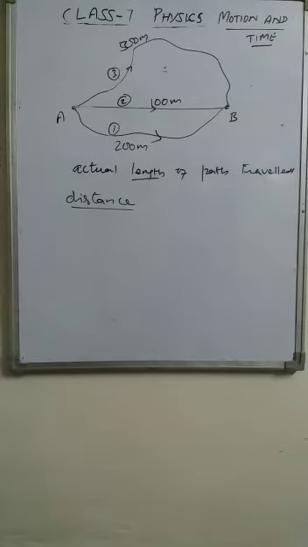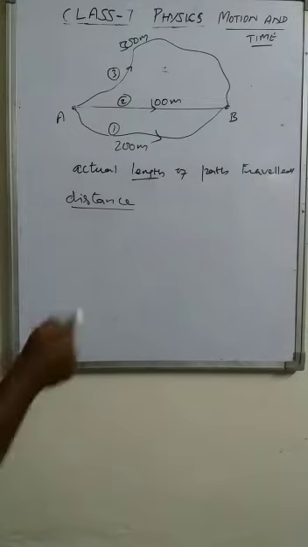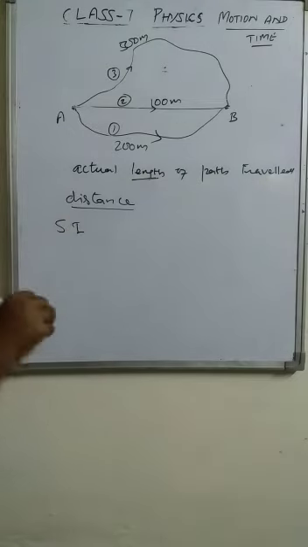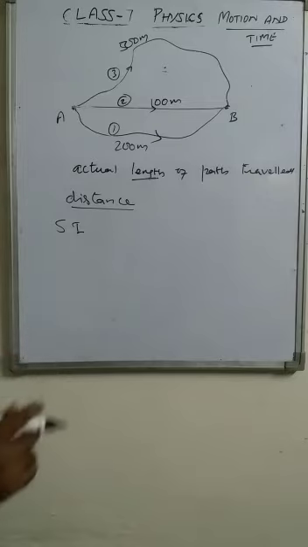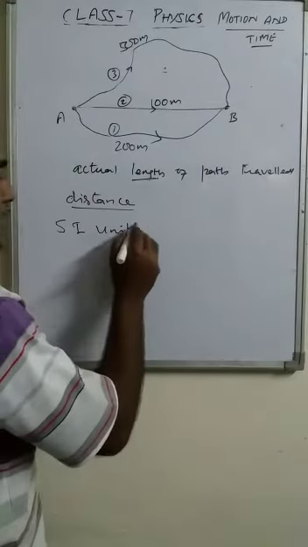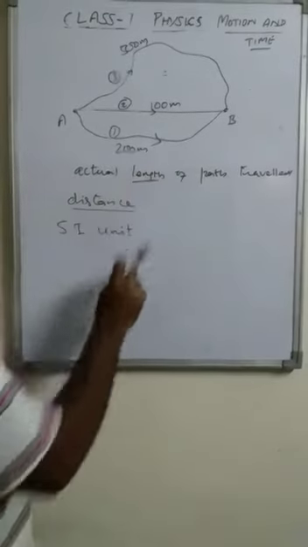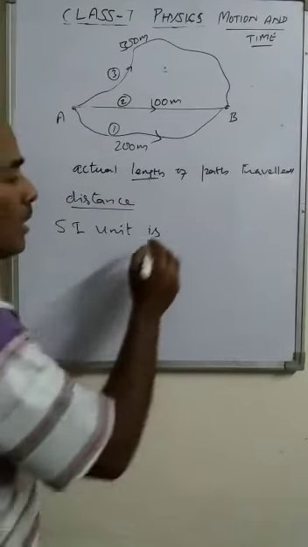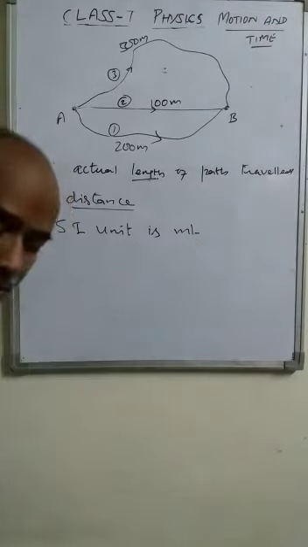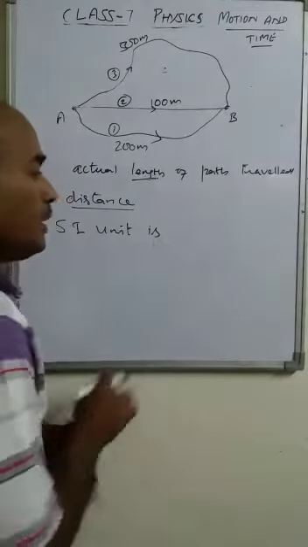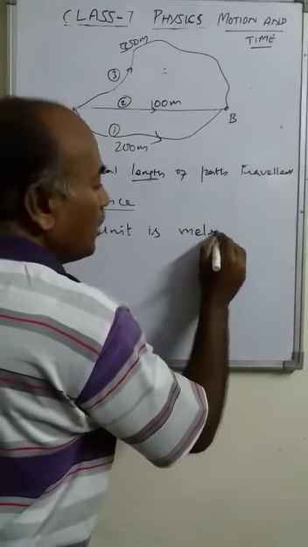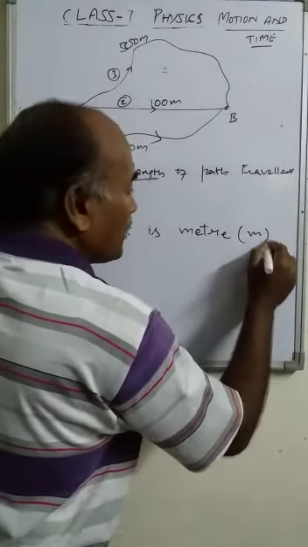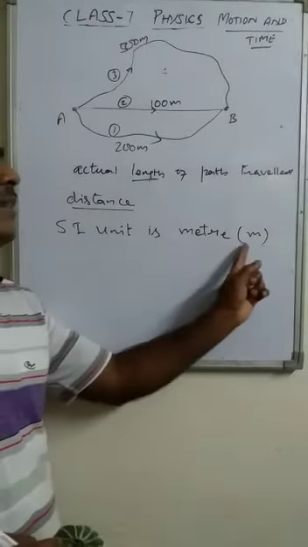Distance is a physical quantity, so it has some SI unit. Last year also you studied about SI, that is the International System of Units. Since distance is the length, the SI unit of distance is also meter. It should be written with a small letter only. This is the SI unit of distance.